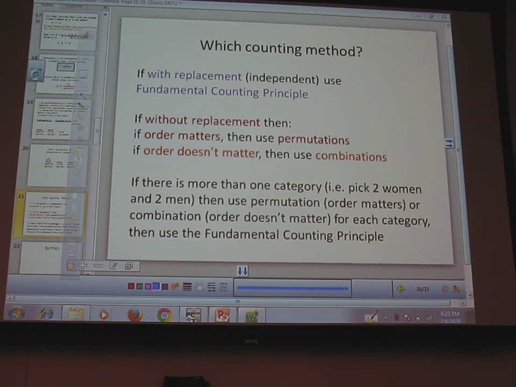So first of all, if you're going to replace things, then you just use a regular fundamental counting principle. Like me picking a 4-digit pin, right? You can reuse numbers. Or if they're not even in the same category, like shirts and pants and socks, there's no overlap at all. So you don't need to worry about replacing because they're not overlapping. Both those situations use the fundamental counting principle.